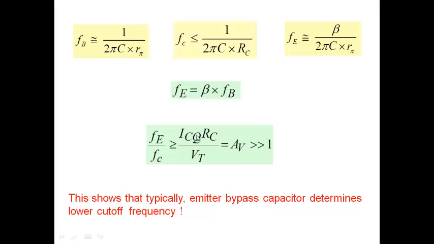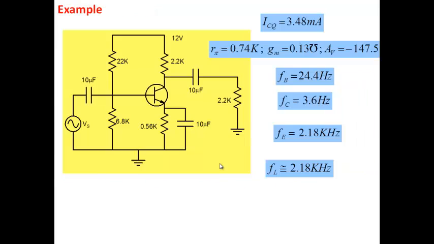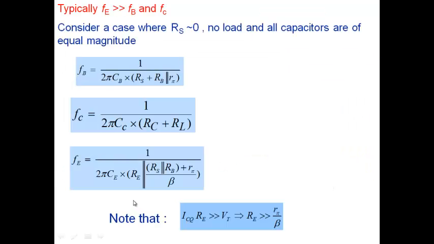So these are some simple manipulations of these equations to illustrate the fact that the emitter bypass capacitor is the capacitor which determines the lower cutoff frequency here. So that's the capacitor to worry about. If you want to make the 3 dB cutoff frequency lower, then that's the capacitor that you have to change. But if you go back and look at the expression here, if this is of interest to you, one way of lowering FE is by increasing the capacitor.